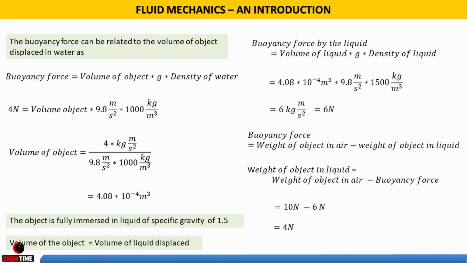Buoyancy force is equal to weight of object in air minus weight of object in liquid. Therefore, weight of object in liquid is equal to weight of object in air minus buoyancy force. With a buoyancy force of the liquid of 6 newtons and weight of object in air of 10 newtons, weight of object in liquid is equal to 10 minus 6 newtons, that is 4 newtons.